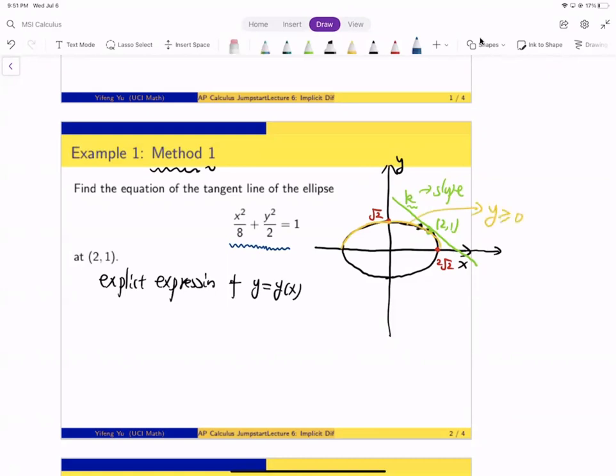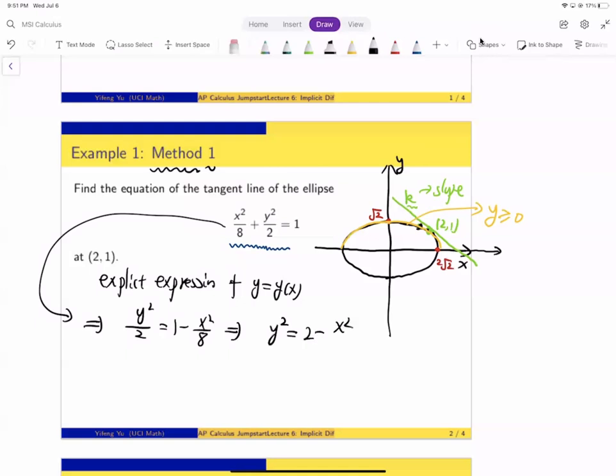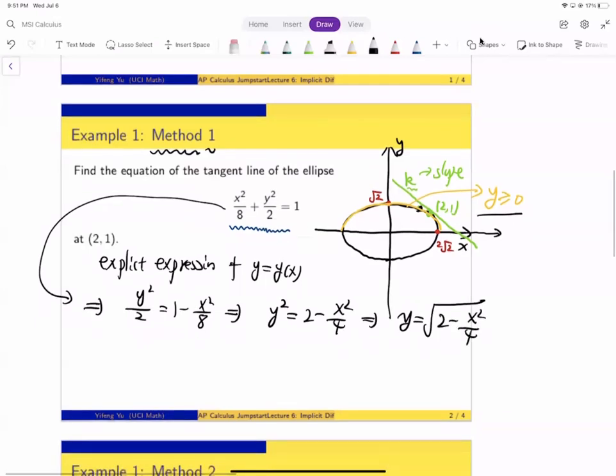Then from here we can solve the equation. I can solve y squared over 2 equals 1 minus x squared over 8. And from here, I get y squared equals 2 minus x squared over 4. And then y is just the square root, because I look at the upper half, so y is non-negative. So I just choose the positive square root of 2 minus x squared over 4. Now, what I want is the slope, so this is what we want to find.